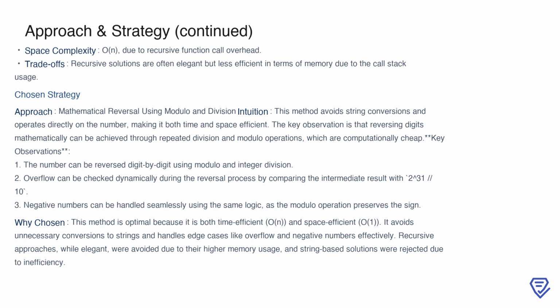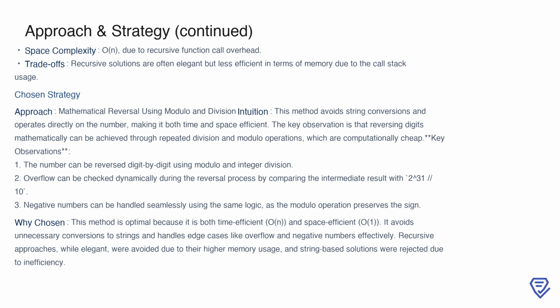Now, shifting our focus to the chosen strategy, the mathematical reversal using modulo and division stands out as the optimal solution. This method directly operates on the number, avoiding string conversion and its associated inefficiencies. The process of reversing the digits is both time efficient and space efficient, as it works with the number directly and has a constant space complexity of O(1).